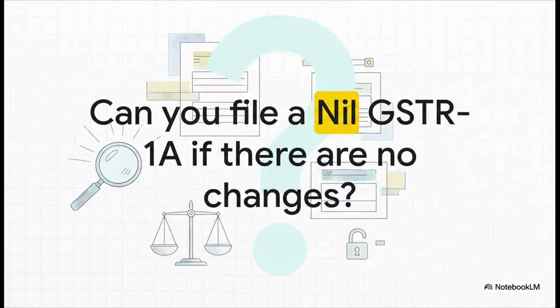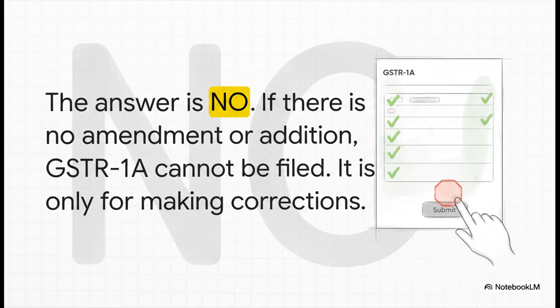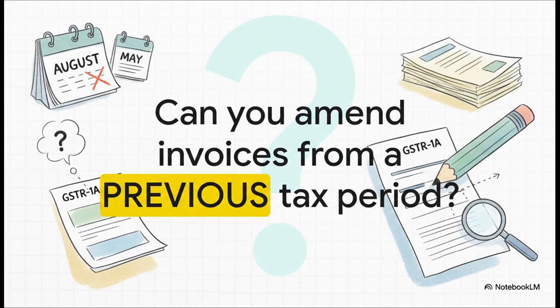All right, next question. Let's say you're just being extra careful. You want to double check everything and just confirm it's all correct. Can you file a nil GSTR-1A just to show there are no changes? Nope, you can't do that either. The system literally won't let you. GSTR-1A is purely for making changes. If you don't have any new invoices to add or any mistakes to fix, you can't file it. No changes just means no action needed. Simple as that.